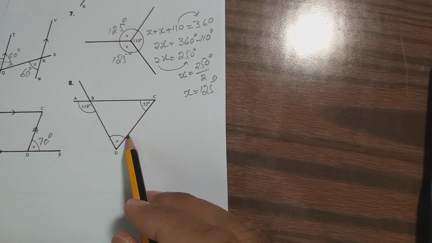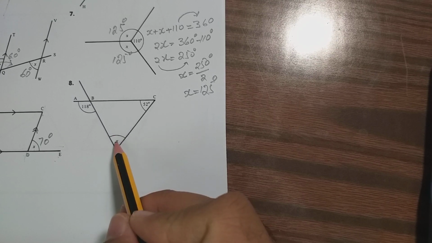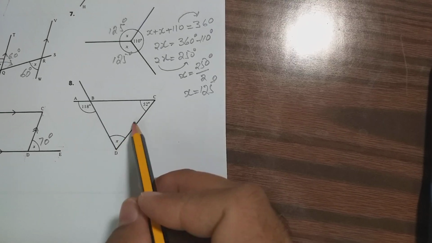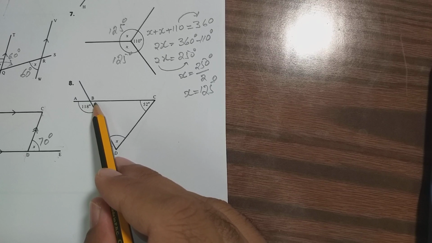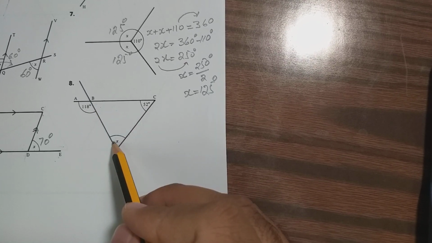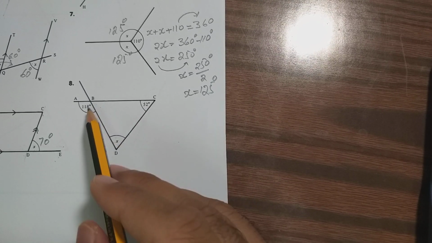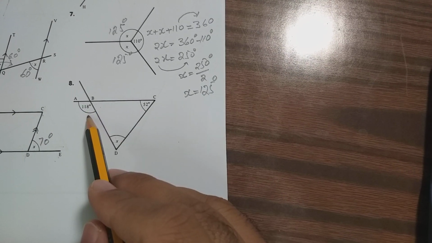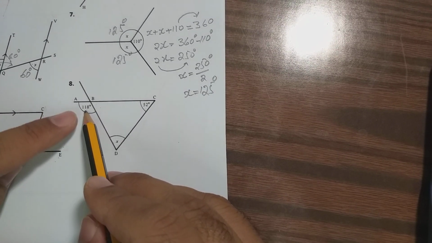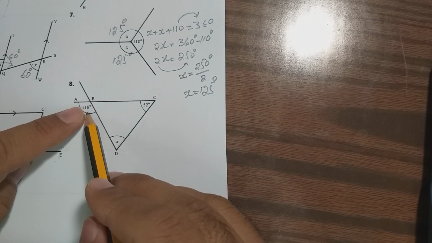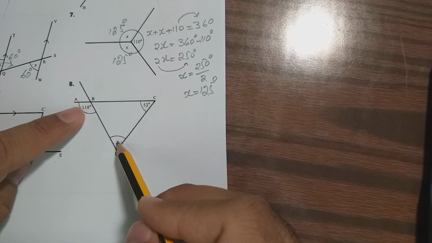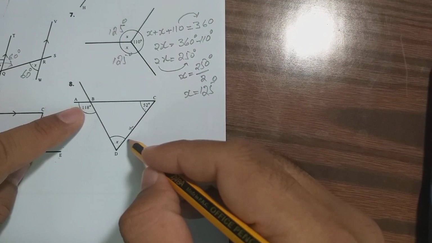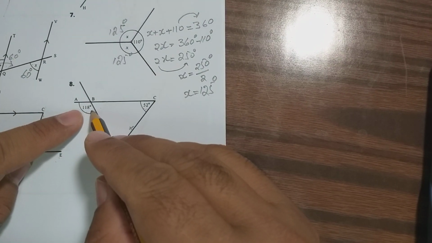Question number 8. We need to find angle x. Here you can find it again with two rules. Either you can use the triangle angles adding up to 180, or use the remote angle method, the exterior angle, which must be equal to the sum of the opposite interior angles. If we add these two angles, they must equal the exterior angle.